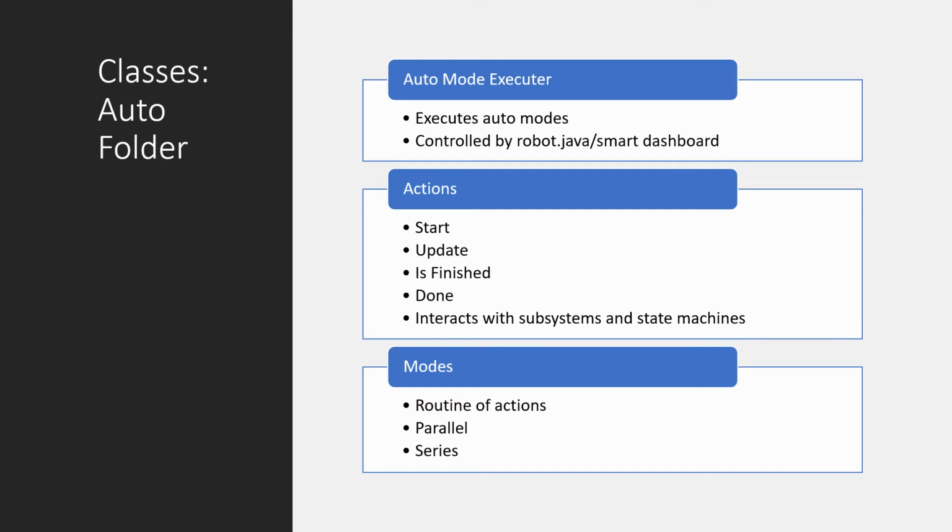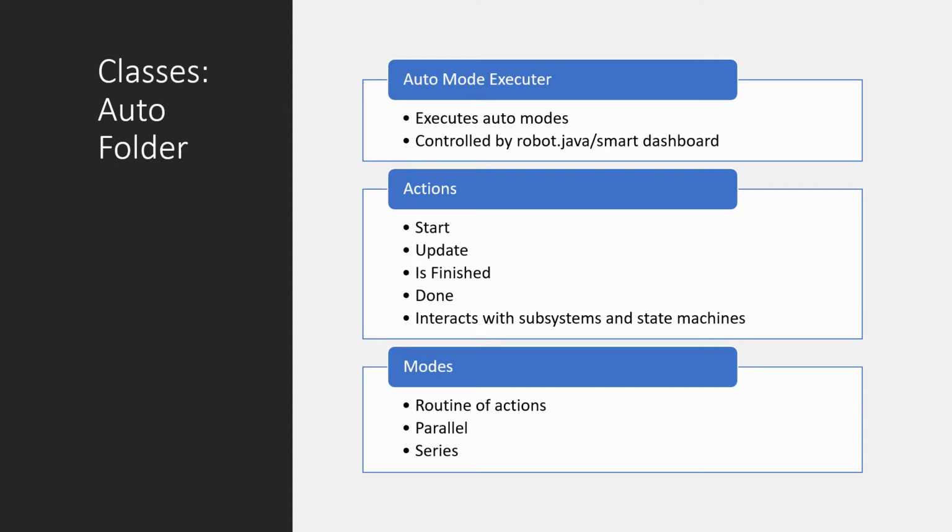Then for our auto modes, we have different actions. So say we want to rotate the turret, shoot, or follow a path with the drive base, we'll have a different action for that. And each action has the same layout. It'll have the start method, an update method, is finished method, and a done method. So it's very easy to create your own action. And this is where in the auto folder, the actions are what actually interact with the subsystems and state machines of the robot program.